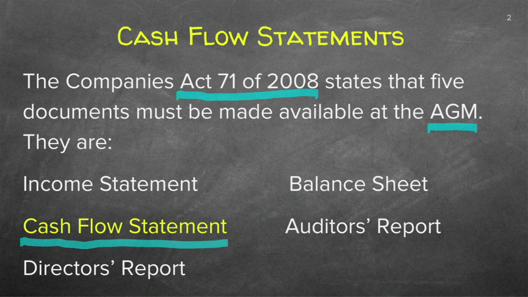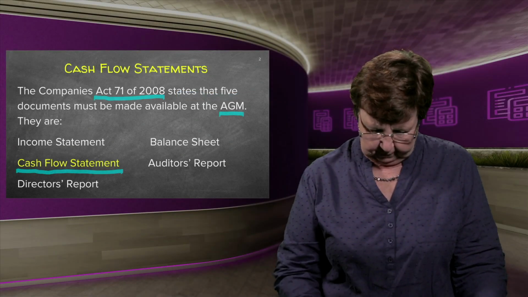So here we have the cash flow statement. The other 2 documents are the auditor's report, which will obviously be drawn up by the auditors, and remember they can give 3 opinions on their findings when they did the audit, and then the directors have to present a report to the shareholders as well.